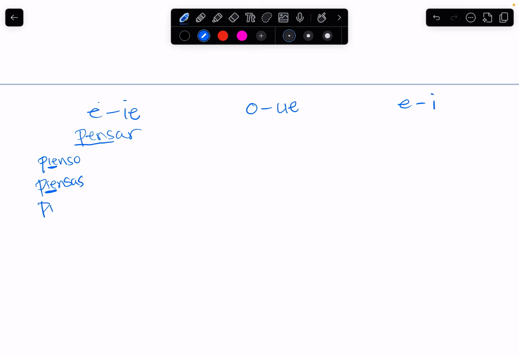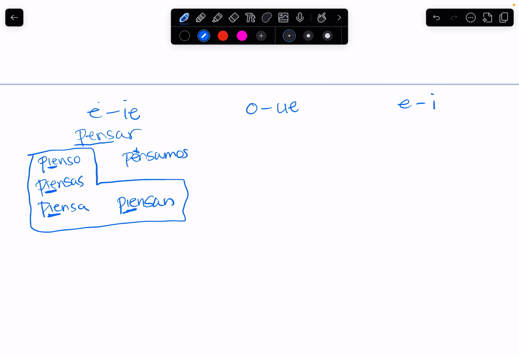Piensa, E to IE. Pensamos. This one doesn't change, as you can see that E stays the same. And then piensan, again E to IE. So this is the boot formation, yet again, that says these are irregular. It goes from E to IE.